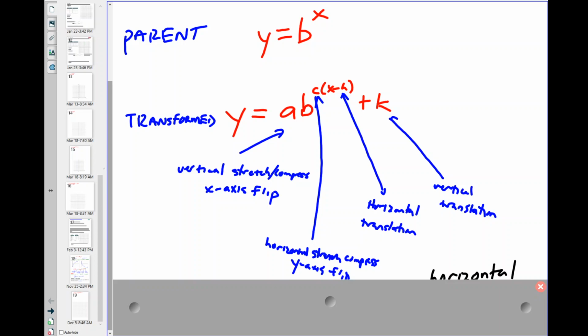What are some things we learned about radicals? Graphing radicals. We did it not too long ago, like a month ago.